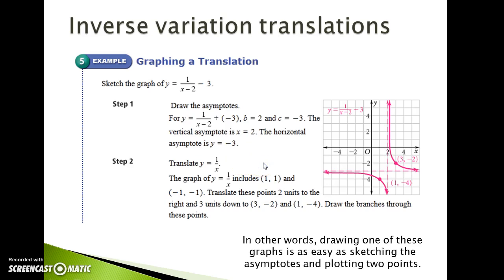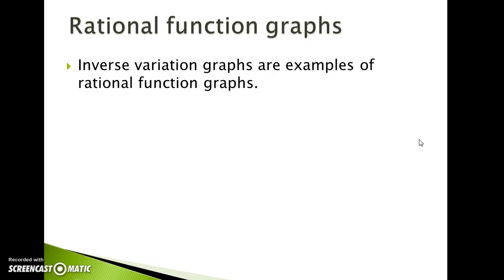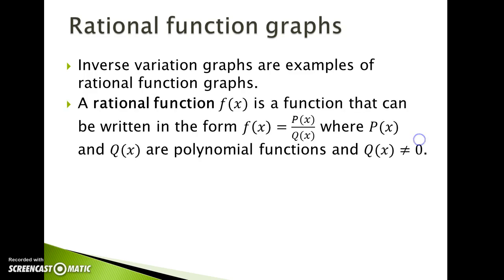In other words, drawing one of these graphs is as easy as sketching the asymptotes and plotting a couple of points. And all of them will take this shape where you kind of have the asymptotes crossing, and then you have one part of the graph going close to each asymptote here, and another part of the graph getting close to each asymptote over here. So it looks like the graphs have two parts.